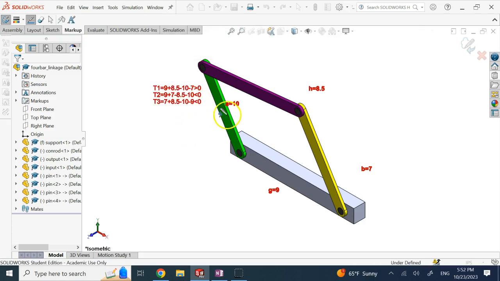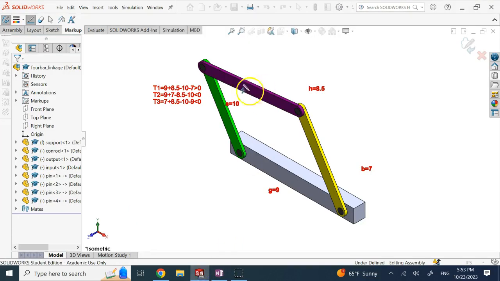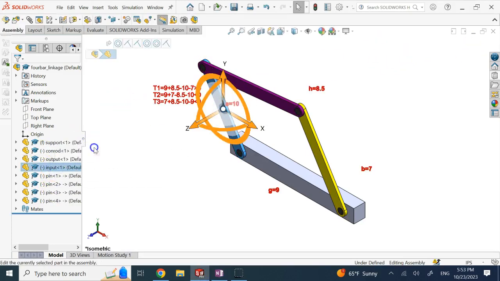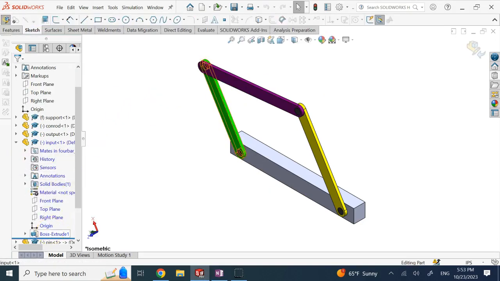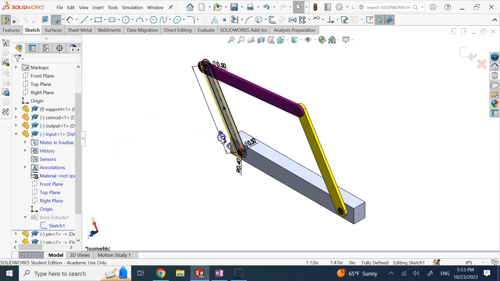So you see, if I make the input link a little bit longer, make it 10, which I'm going to do in SolidWorks now, I should get the first one positive, the second and third one negative, which is this scenario here. So you're going to get a rocker crank. In this case, the input will rock, the output will crank, which is exactly what you have in a bike. So all I need to do is go back here and look at this input member and modify it and make the length of it 10 instead of 6.